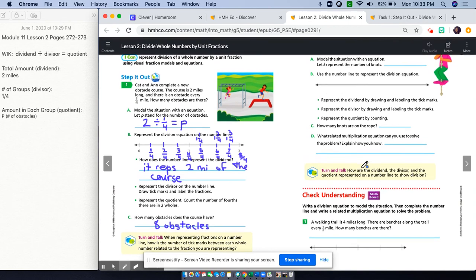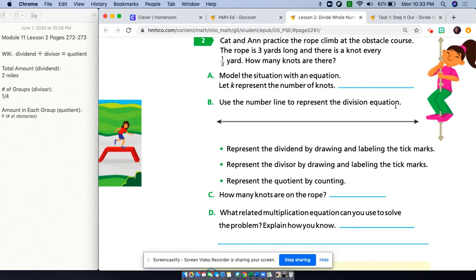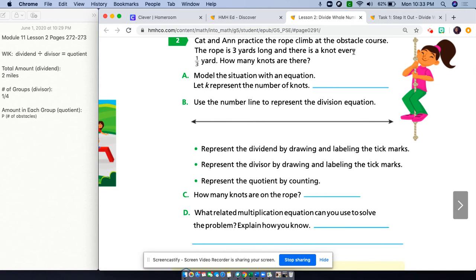You're going to go ahead and do the same exact thing with problem number 2 on the next page. Here it says Kat and Ann practice the rope climb at the obstacle course. The rope is 3 yards long, and there's a knot every third yard. How many knots are there? Take that information and put it into your own total amount, number of groups, and number in each group. Again, it wants you to model the equation over here.